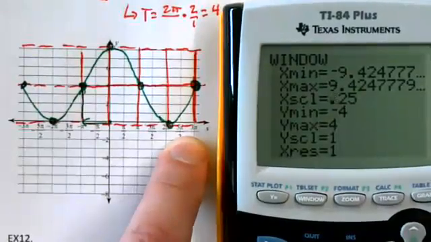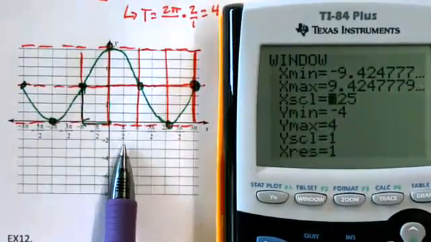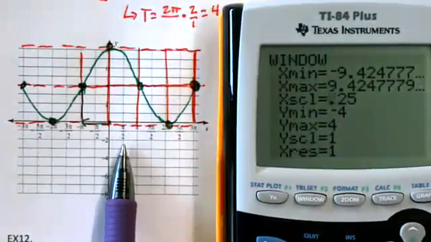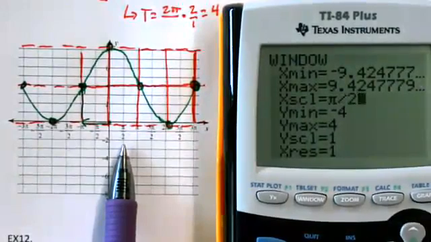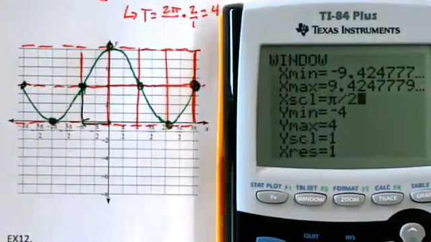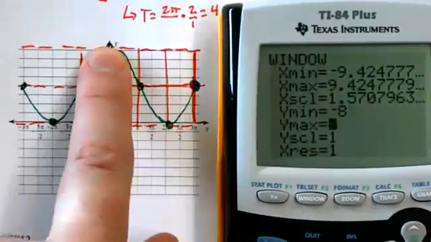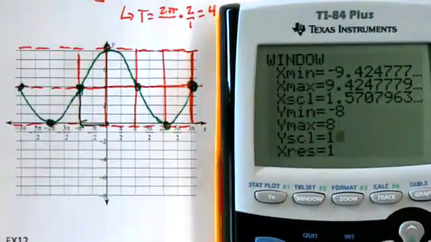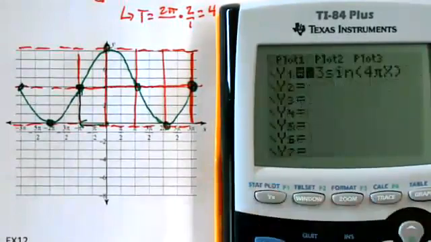Now we're going to need to set the x scale. The x scale is how often you have a tick mark in the x direction. So the best thing to do is just look at where your first tick mark is. Notice that your first tick mark is at pi/2. So for your x scale, set it at pi/2. And of course, it's going to turn that into a decimal. The y is much more straightforward. It goes from -8 to +8, and my tick marks are going up by 1s. Now that I have my window set up, I have not typed my equation in, so we'll go ahead and do that.